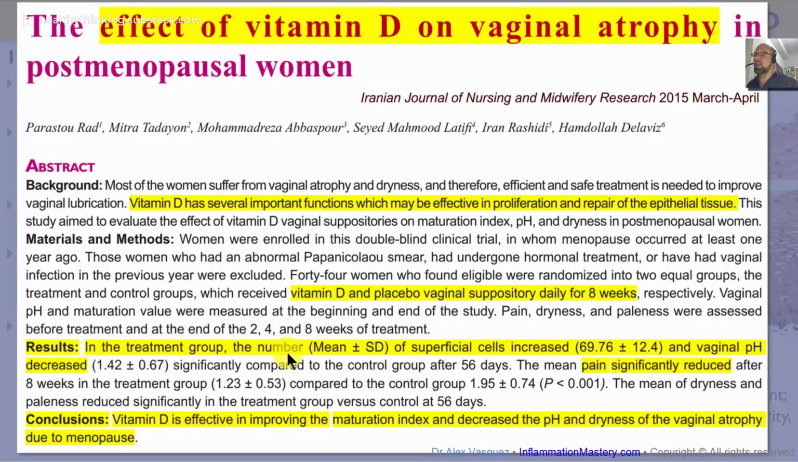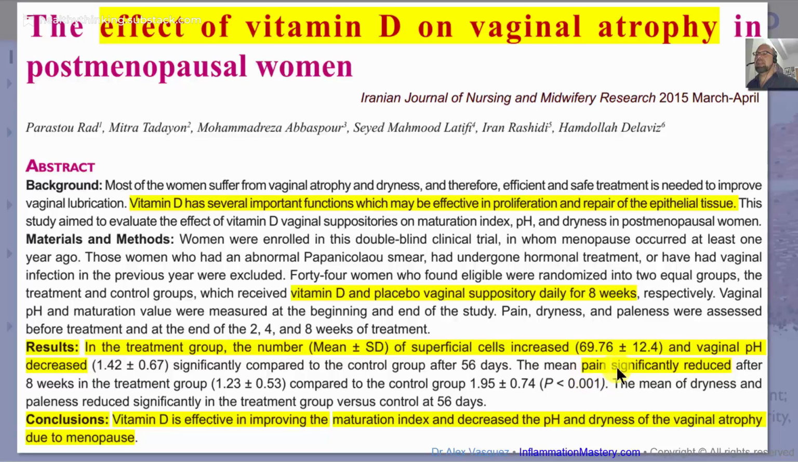In the treatment group, the number of superficial cells increased and the vaginal pH slightly decreased. Pain was significantly reduced, so in a lot of women who have postmenopausal vaginal atrophy, they have constant irritation or they have increased pain with sexual intercourse, and so what they're documenting here is not only a change histologically, but also an improvement clinically with the reduction of pain.